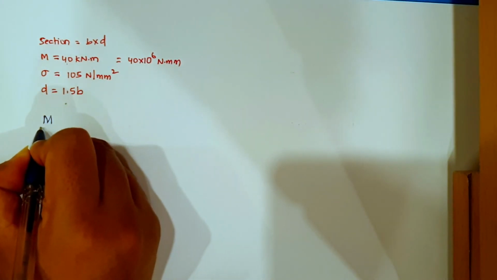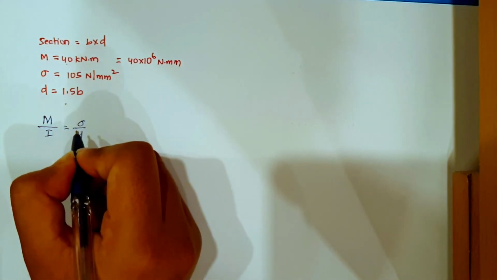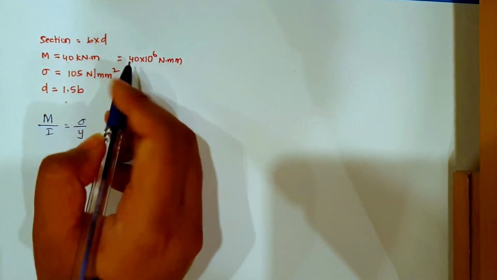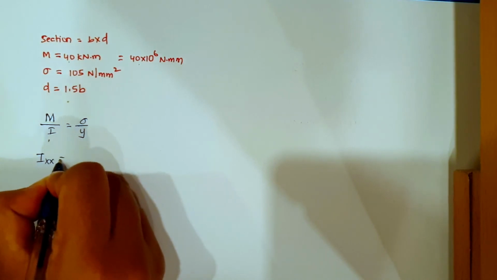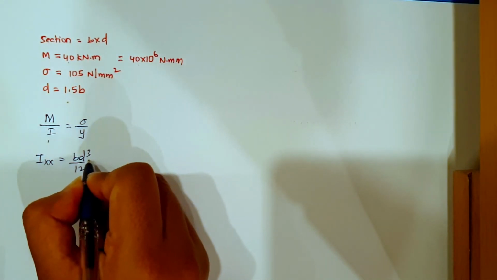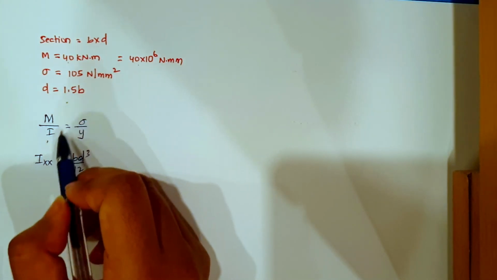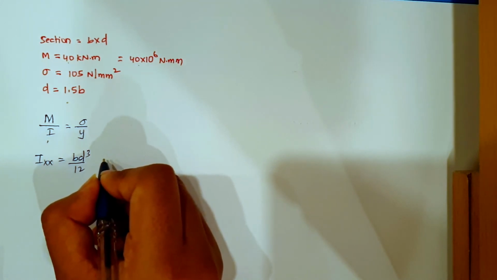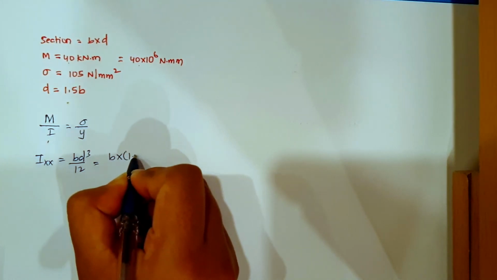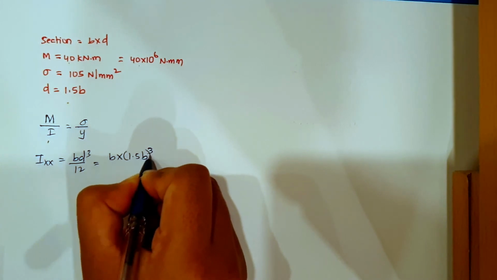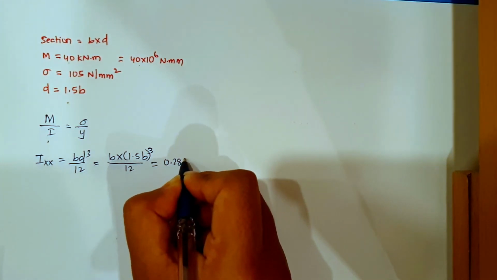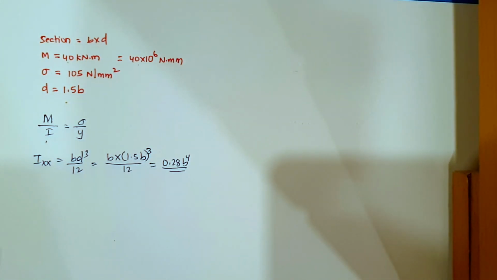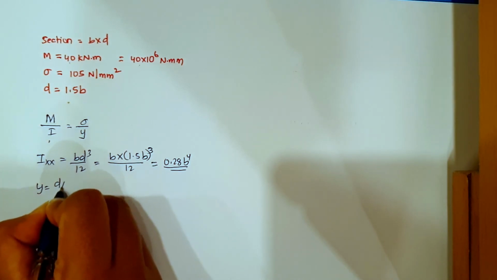Just like we did in the last numerical, we will do the same. So we will have, by the flexure formula, M by I equals sigma by y, right? Now the moment is given already. This is a rectangular beam, so I will be equal to BD cubed by 12, right? We do not know B, we do not know D, so let us put the value of B and D here. B is as it is B, D is 1.5 B cubed divided by 12. So from here you will get 0.28 B raised to power 4. And now y will be equal to D by 2.